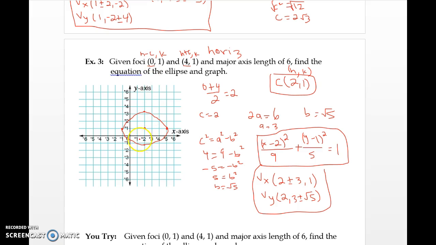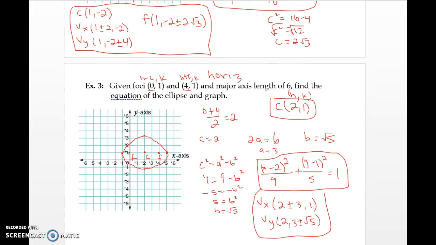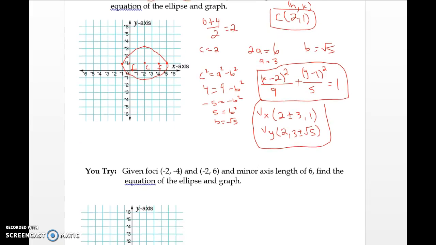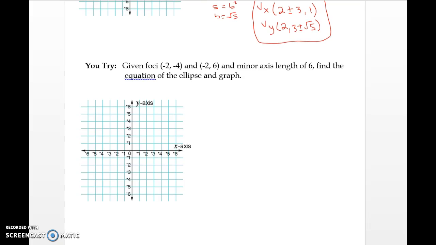Lastly, you need to do the foci. They gave us (0, 1) and (4, 1). I just realized the first one is not in the correct spot. (0, 1). And those are your foci, and in the middle you have your center. So go ahead and do this last one that you try. Pause the video now, do it, play it again to see if you got it correct. I will be continuing to solve it.